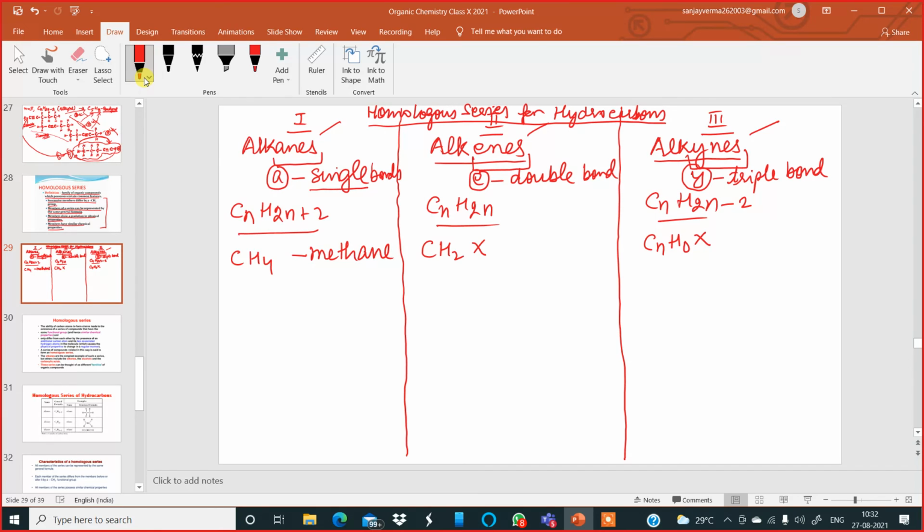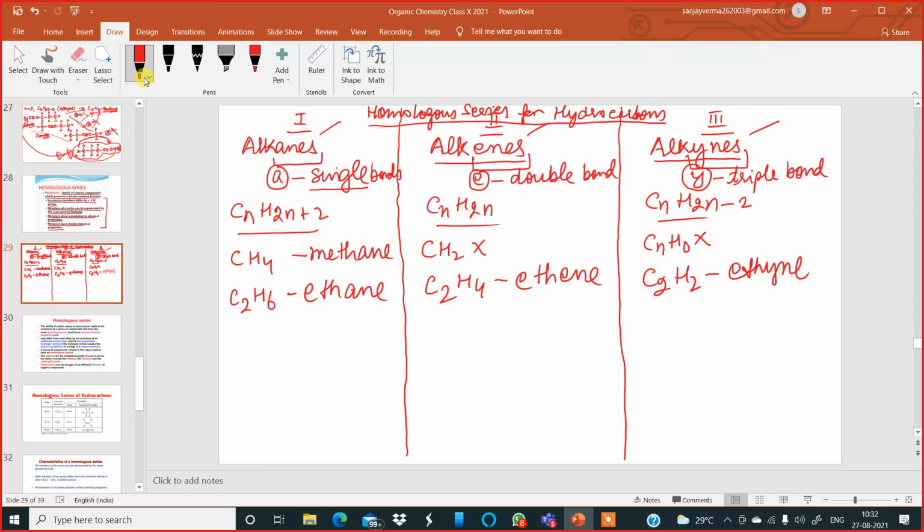Next, n equal to 2, I will get C2H6. This is called ethane, A-N-E. If I put n equal to 2 for alkenes, I'll get C2H4. This is called ethene. If I put n equal to 2 for alkynes, I will get C2H2. This is called ethyne. Again, moving further down, C3H8, 3 twos are 6 plus 2, 8. This is called propane.